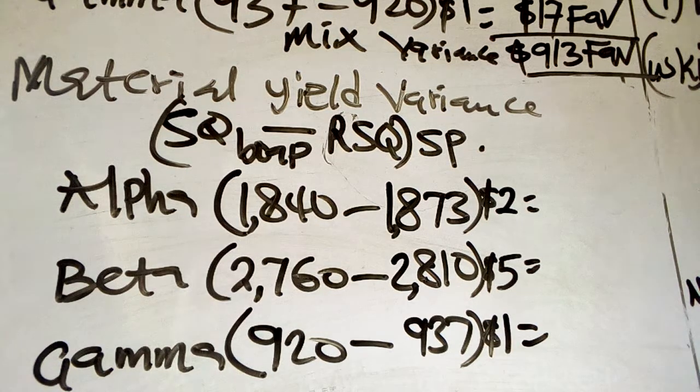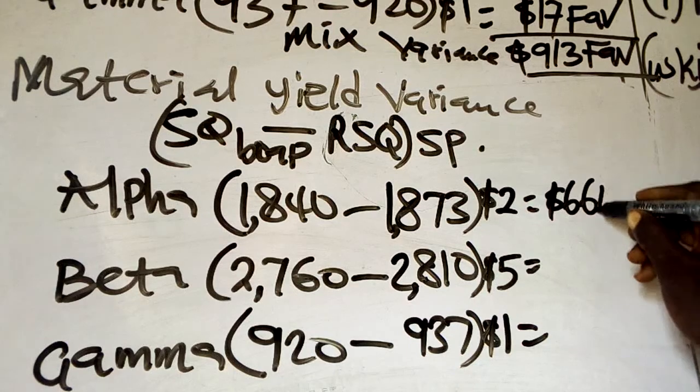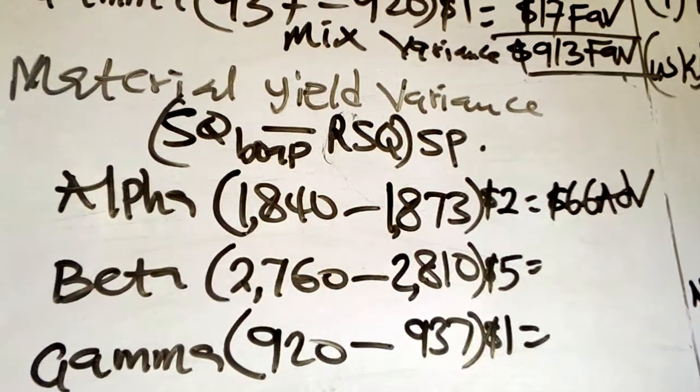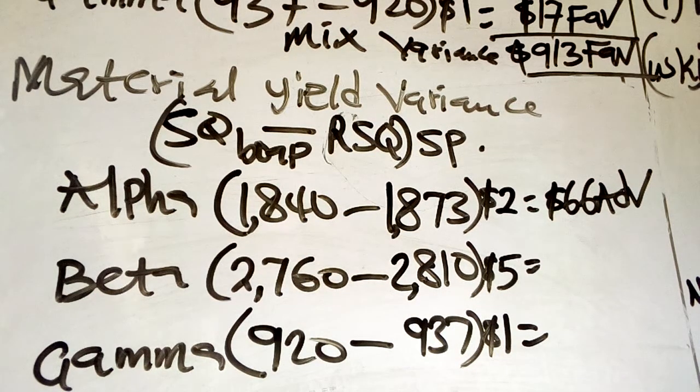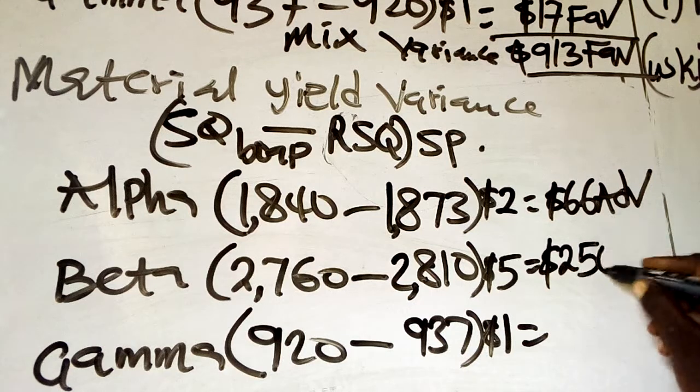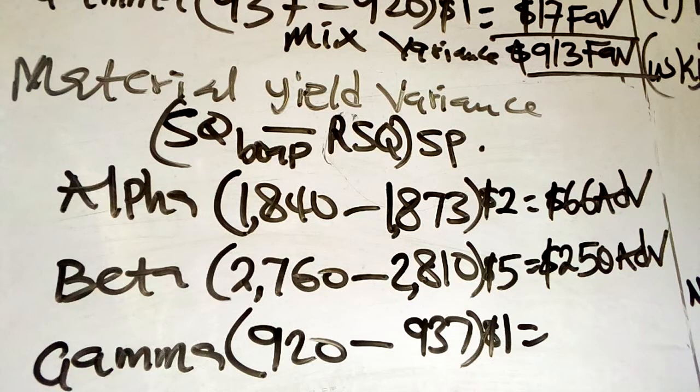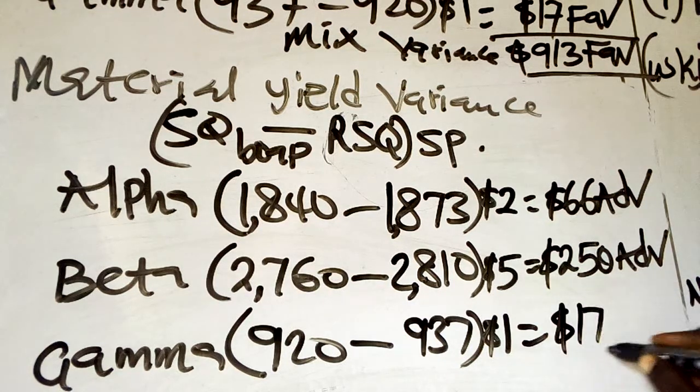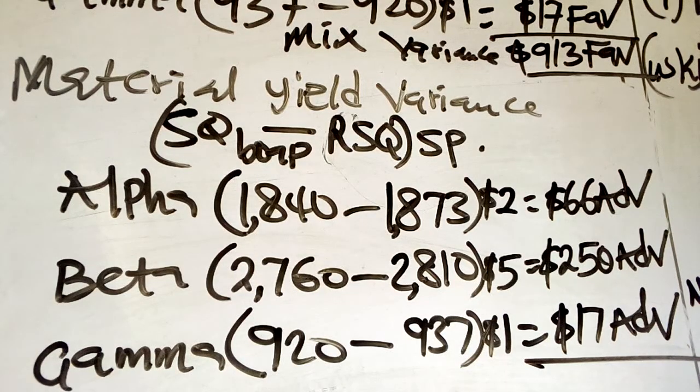So now we have 1840 minus 1873 multiplied by 2. Then we have 66 adverse, because this exceeds this. So it's an adverse variance. Then 2760 minus 2810 multiplied by 5. Then we have 250 adverse. Then we also have 920 minus 937 multiplied by 1. Then that will still give us $17 adverse. So you may sum them up.